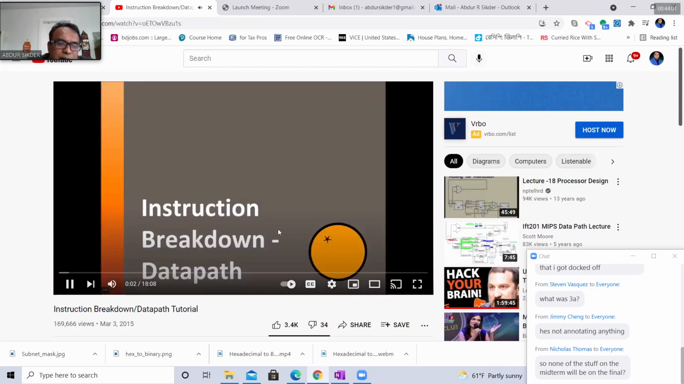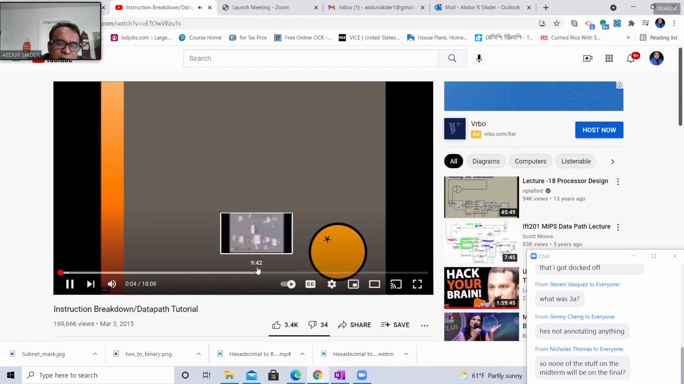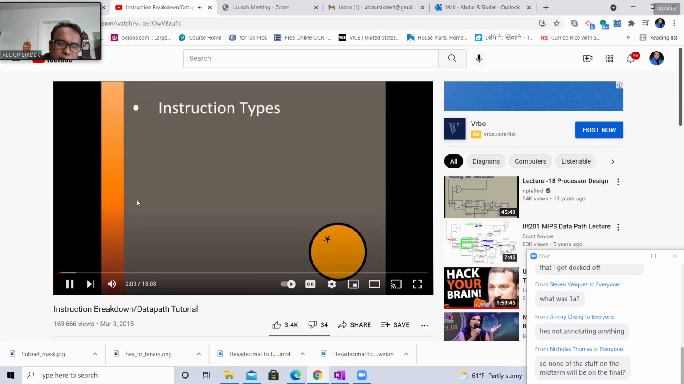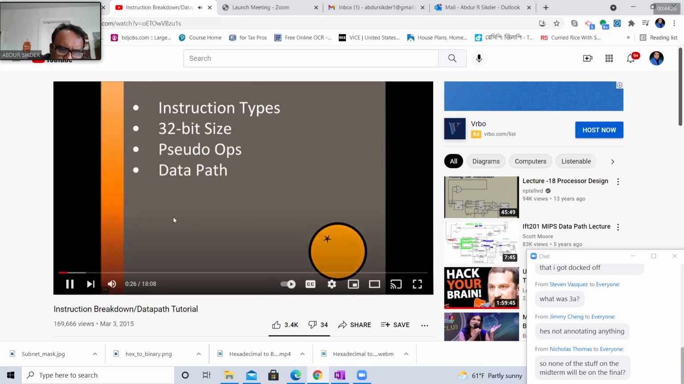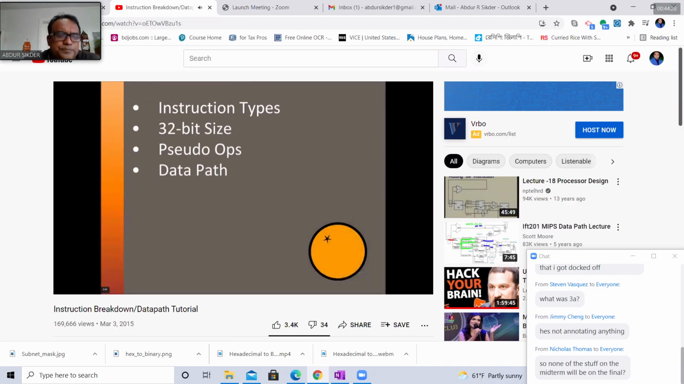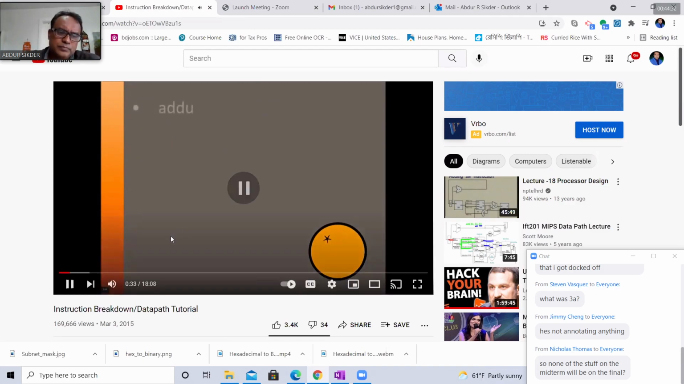Welcome to the Progressive Learning Platform Instruction Breakdown and Data Path Tutorial. In this tutorial, we will show you the different types of instructions and break them down to see why they are different. We will discuss the 32-bit size that all instructions share. We will look at what a pseudo operation is. And lastly, we will follow a handful of the instructions through the processor's data path. As you can see in how we write our instructions in assembly, there are some similarities in the syntax for different instructions. If we look at an add instruction.